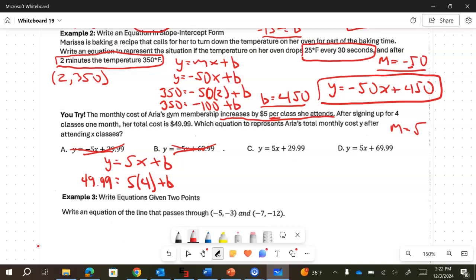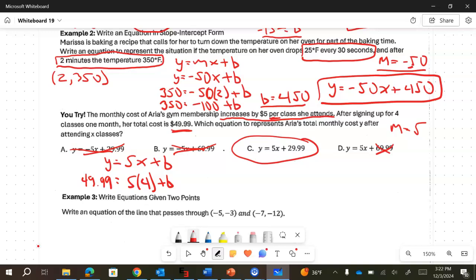I said there's really only one answer that made sense, right? If her final cost after attending 4 classes was only $49.99, it wouldn't start out as more than that. So definitely not D. And the correct answer here should be C.